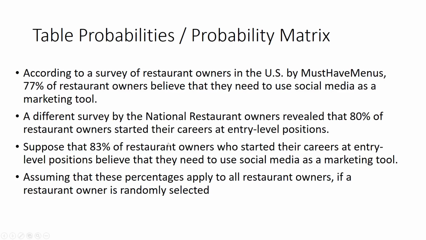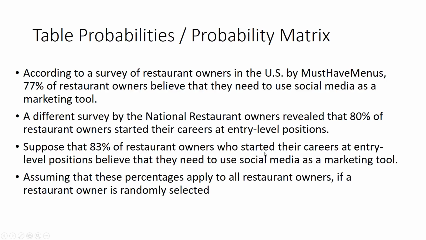All right, so now we're going to look at a probability matrix. It says, according to a survey, restaurant owners in the U.S. buy must-have menus. 77% of restaurant owners believe they need to use social media as a marketing tool. So the probability they use social media is 0.77. A different survey revealed 80% of the restaurant owners started their careers at entry levels. So the probability of an entry level is 0.80.